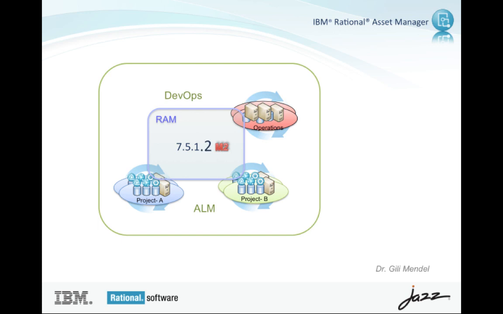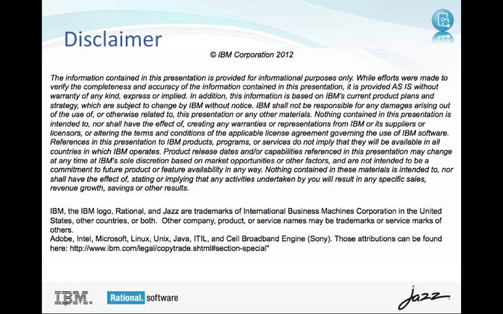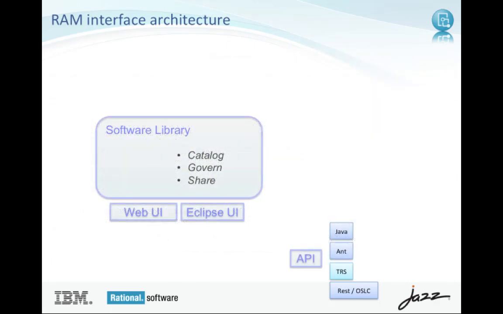You can download RAM from Jazz.net or check out our plans online for the specific enhancements and fixes that have been addressed in this release. The theme for 7512 is to improve usability as well as better serve DevOps use cases.